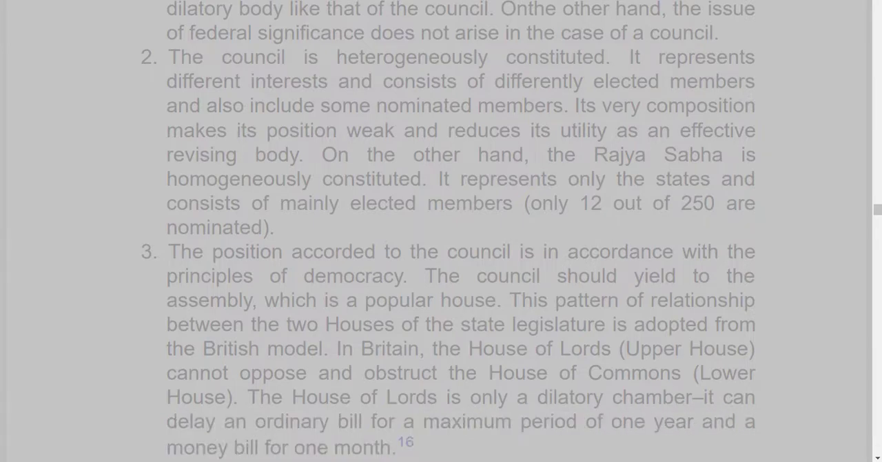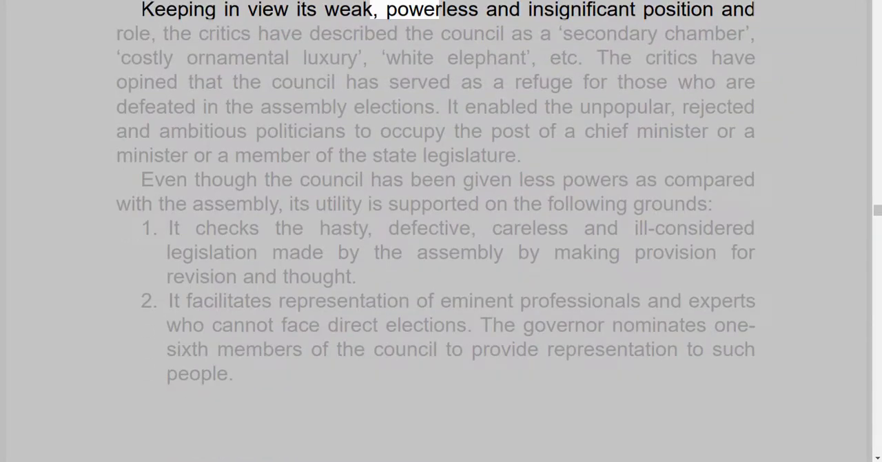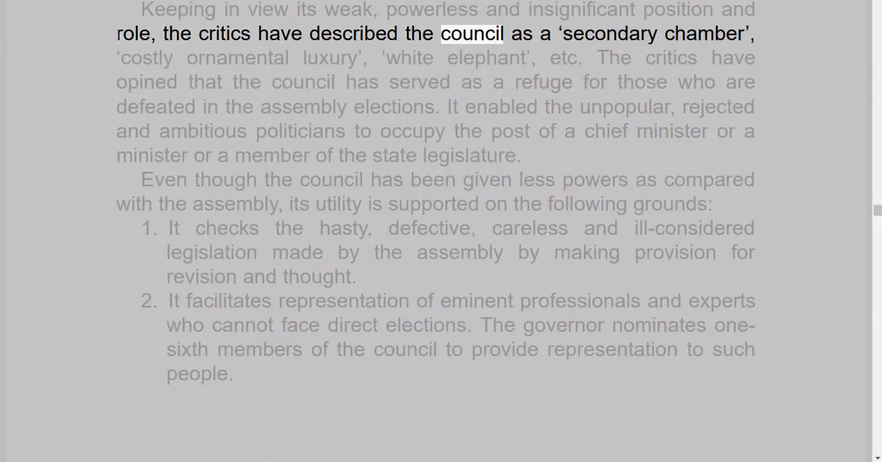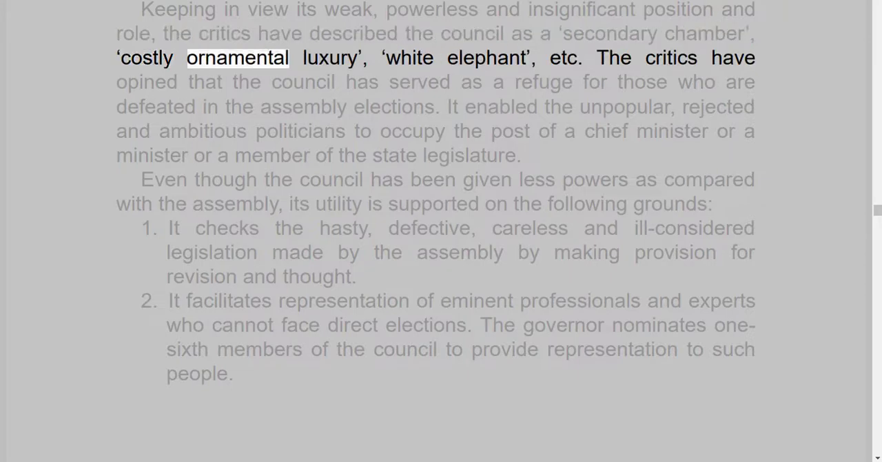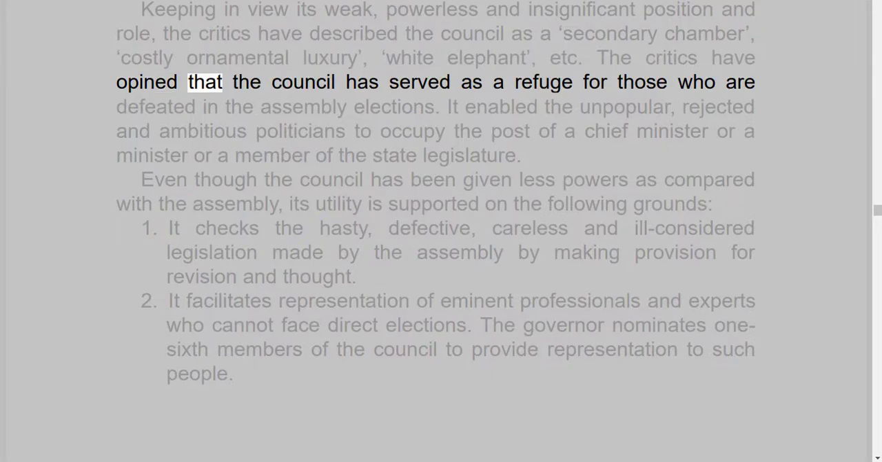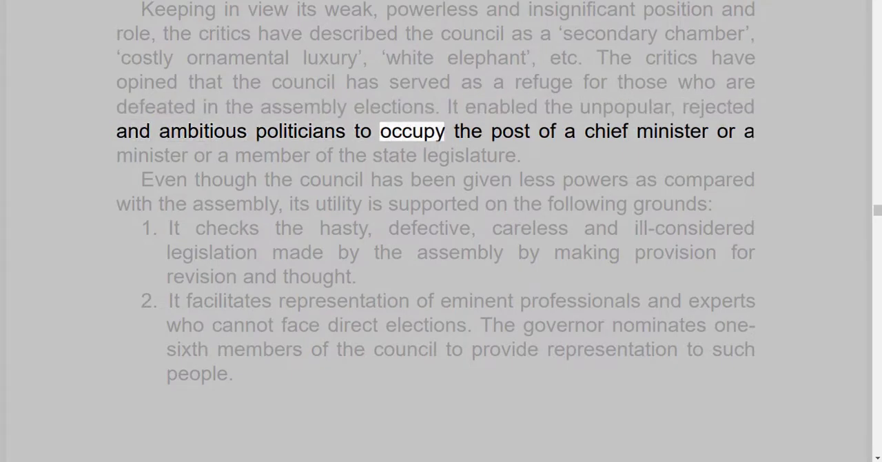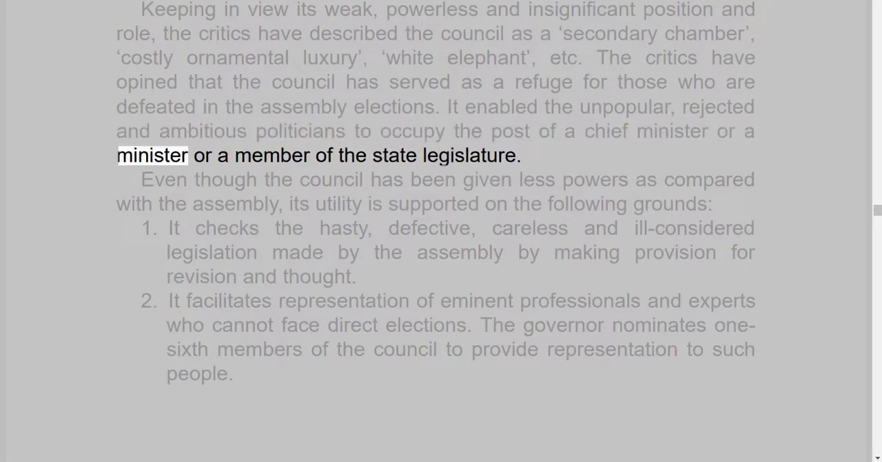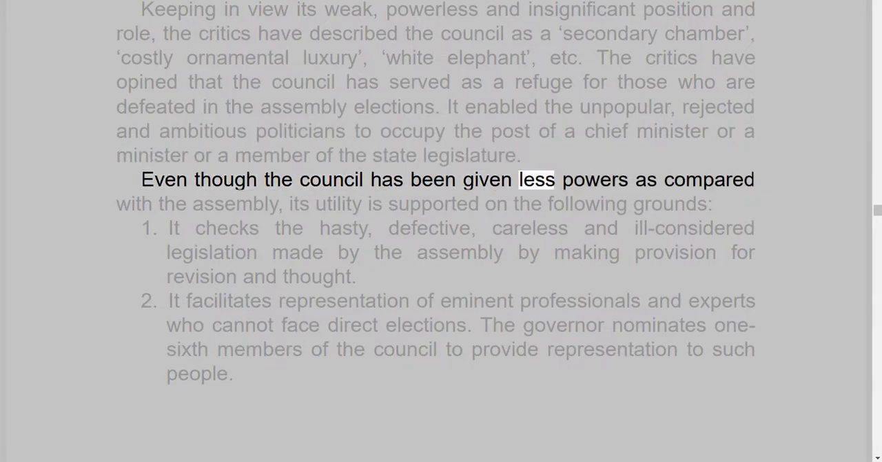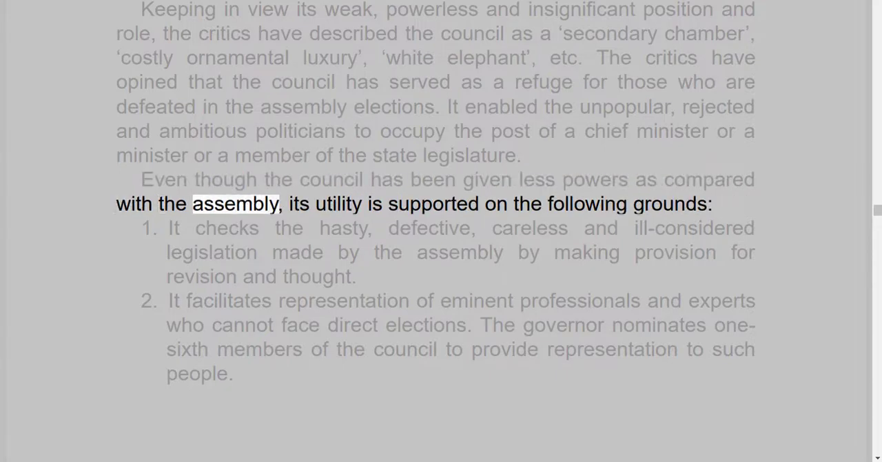Keeping in view its weak, powerless and insignificant position and role, the critics have described the Council as a secondary chamber, costly ornamental luxury, white elephant, etc. The critics have opined that the Council has served as a refuge for those who are defeated in the Assembly elections. It enabled the unpopular, rejected, and ambitious politicians to occupy the post of a chief minister or a member of the state legislature. Even though the Council has been given less powers as compared with the Assembly, its utility is supported on the following grounds. 1.